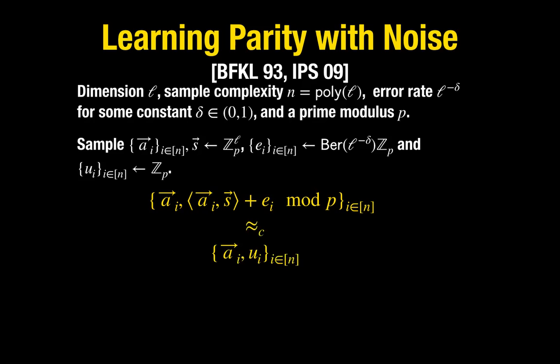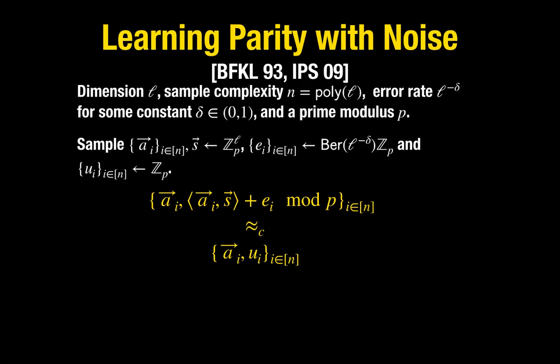In the second distribution, I have just a_i, the coefficient vectors, and then completely uniform uncorrelated values, u_i. And the goal of the adversary is to distinguish these two. An LPN assumption with parameter delta says that these two distributions are computationally hard to distinguish.